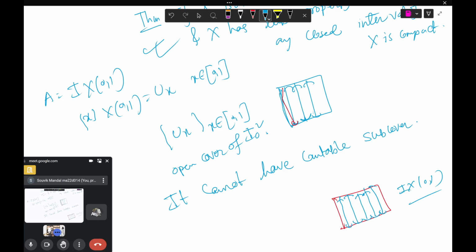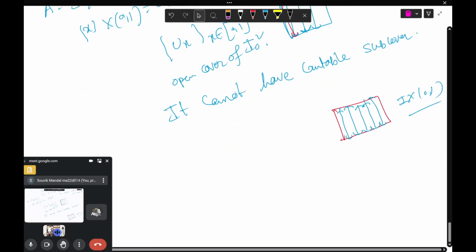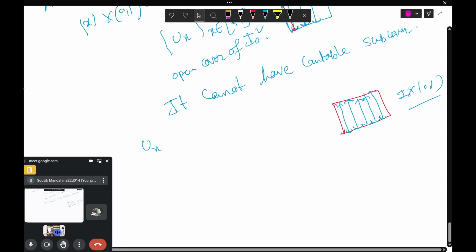Understand? There are uncountably many points, so only a countable collection can't cover the uncountable portions, right? Or you can think of it as Ux intersects the line I only in the singleton x.